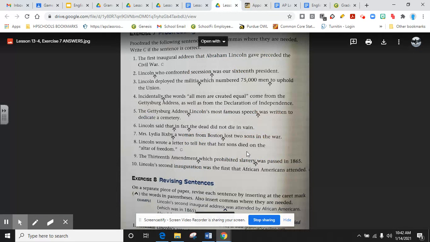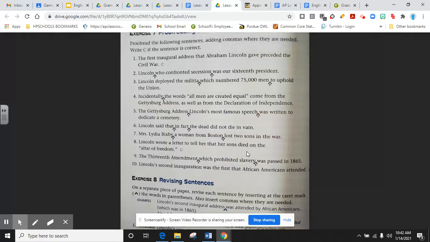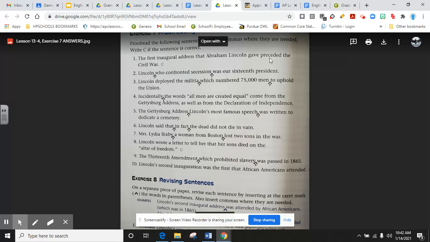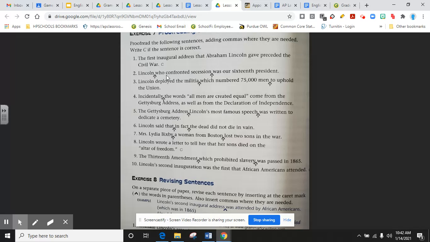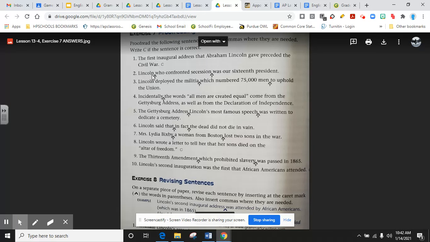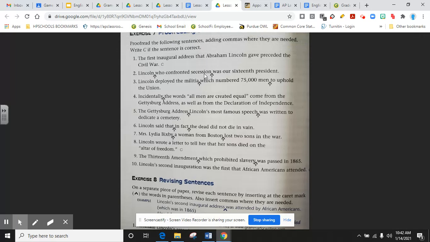Okay, so let's look at the examples here. The first inaugural address that Lincoln gave, there is no need for commas here. But here we see that appositive that comes before the noun. It needs to be separated out with commas. Just think of it as adding in additional information to a certain noun. What's the additional information here? It's that Lincoln was the one who confronted secession. Lincoln, who confronted secession, was our 16th president.